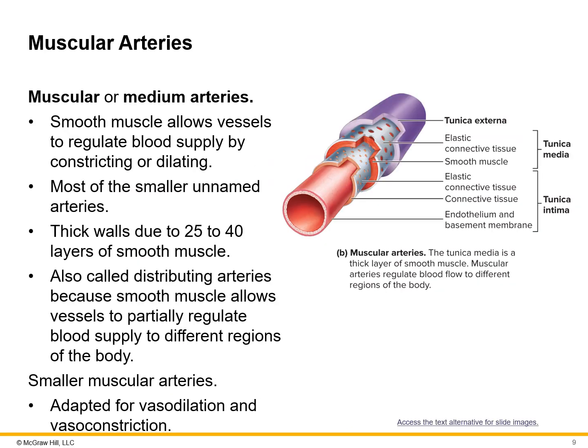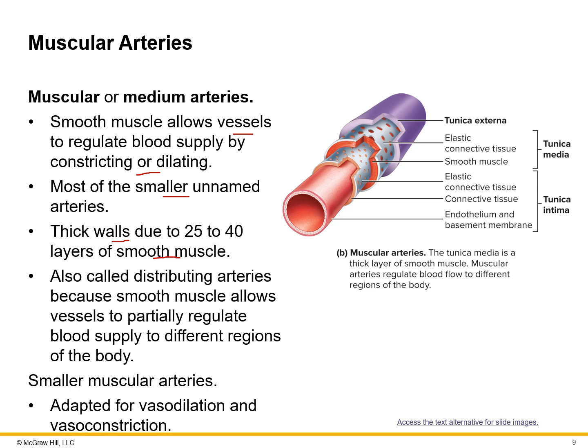Then the muscular arteries, they're named this because the smooth muscle allows the vessels to regulate the blood supply by constricting and dilating. So most of the smaller unnamed arteries are going to be more muscular arteries. So we won't focus too much on those in lab. We won't be naming a lot of those. But again, they have a thick wall due to all that extra smooth muscle, hence the name muscular arteries.